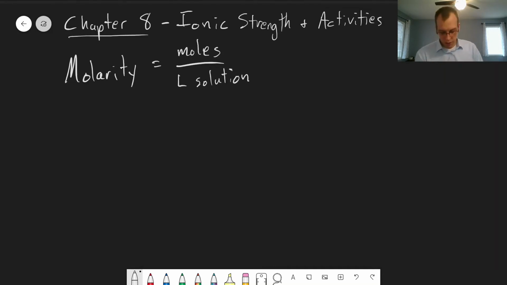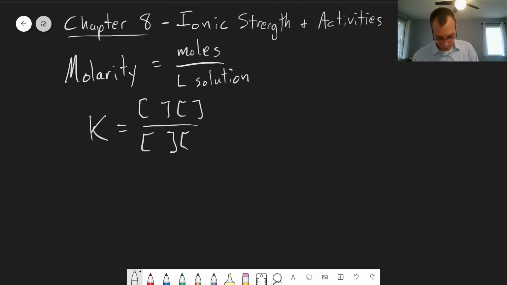And when we calculate an equilibrium constant K, to the first approximation, we put in those concentrations in molarity, right, of products and reactants to the appropriate stoichiometric coefficients. But it turns out this doesn't always work, particularly for ions. So ions are quite non-ideal.